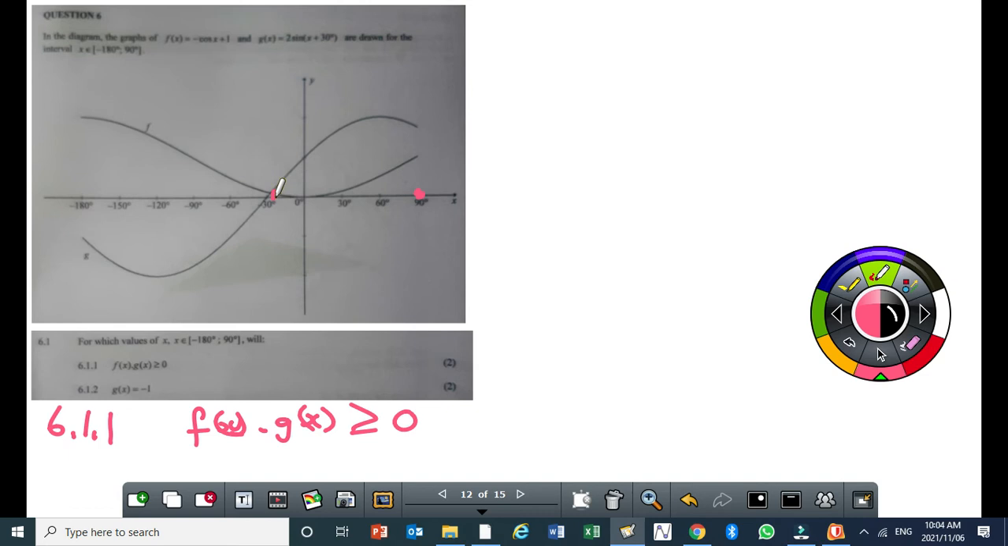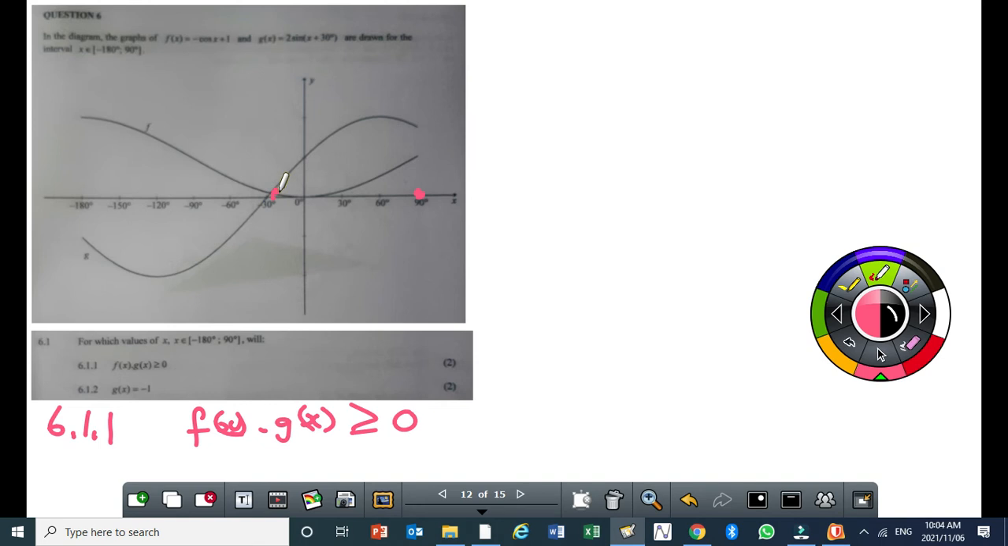So if you look at f starting from here, f is positive, positive, positive. But in that interval, sorry, g is negative. So that's not the interval we want. The interval we want is when both of them are positive or both of them are what? Negative. So they are both positive from here up to there.